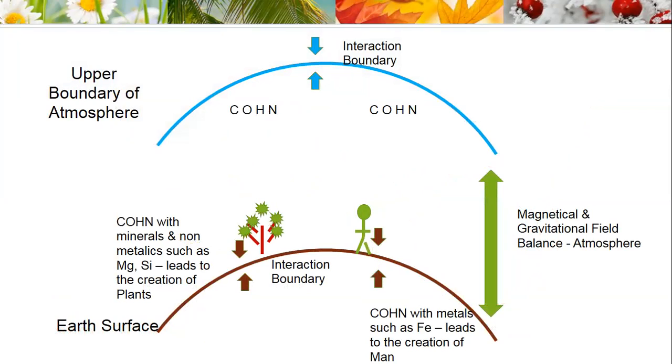And from that, from the interaction at the upper boundary and the Earth's surface, we initially create the plasma of nitrogen, and from that nitrogen leads to the creation of the plasmas of carbon, oxygen, and hydrogen. And when that starts interacting with the metals on the surface of the earth, it leads to the creation of the plant life as we know it, and then also the animals.